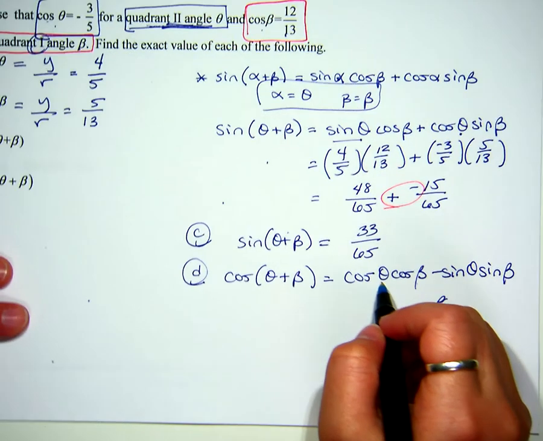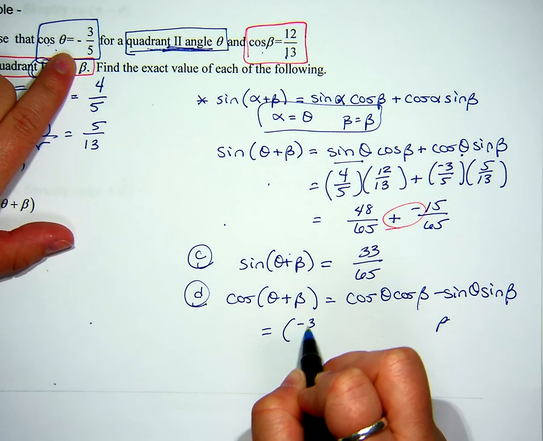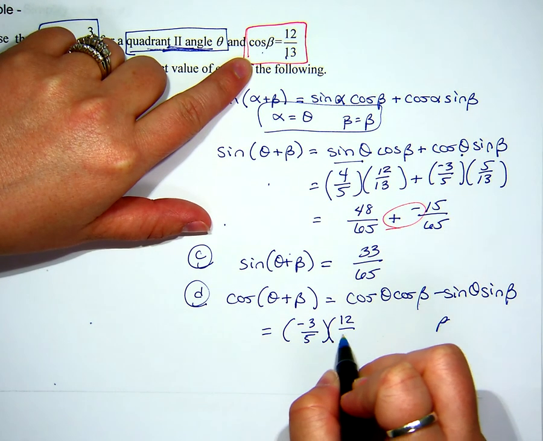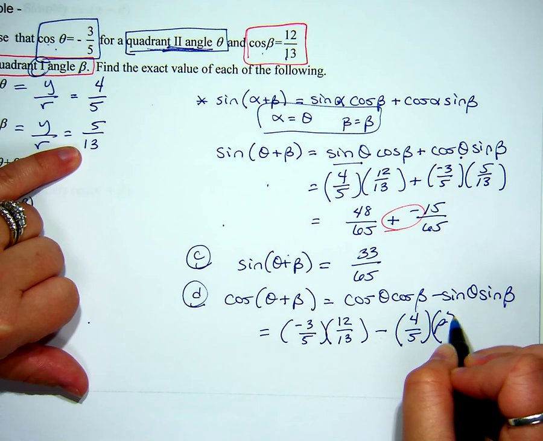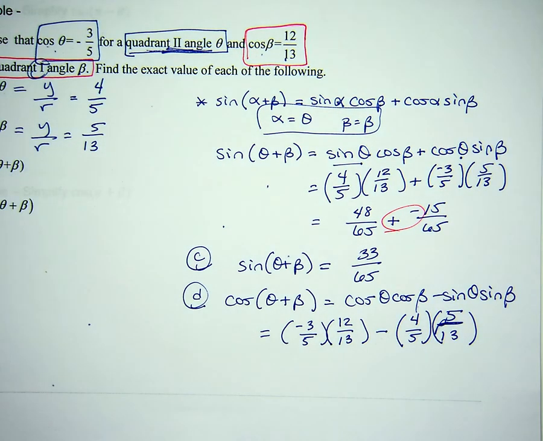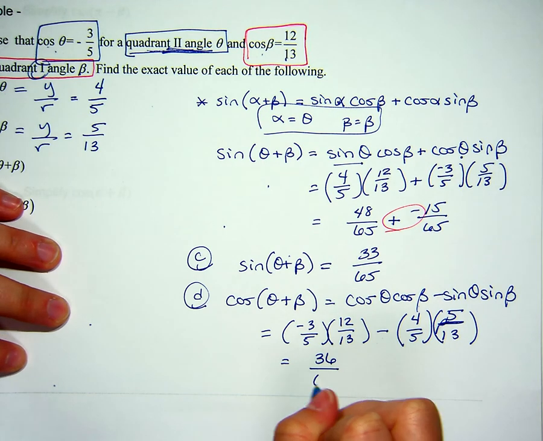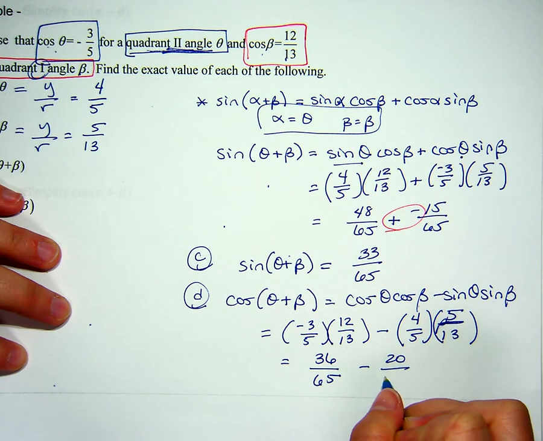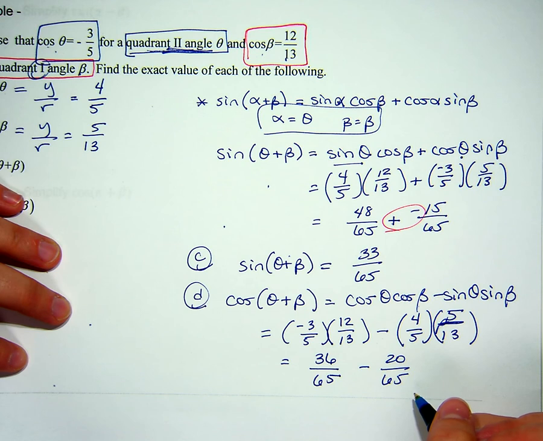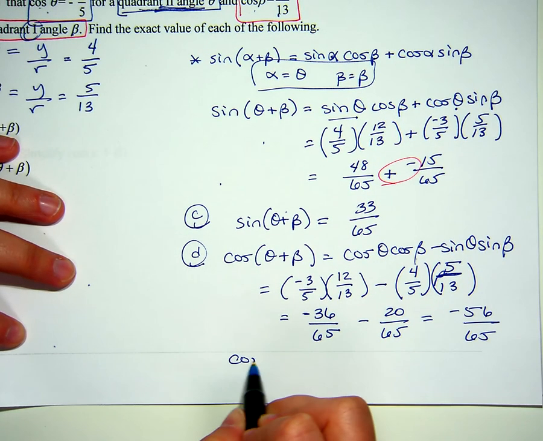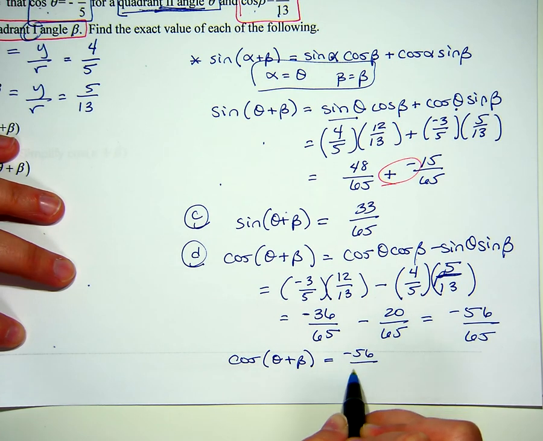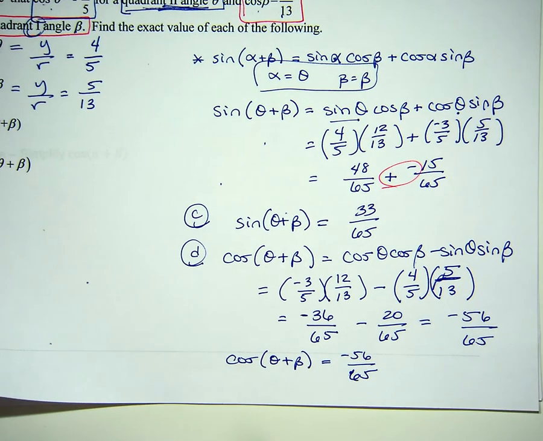Cosine theta we were told. Cosine beta we were told. Bring your subtraction symbol down. Sine theta we found. Sine beta we found. And now we just multiply our fractions. Multiply your fractions and subtract. So we've got 3 times 12 over 5 times 13 minus 4 times 5 over 5 times 13. Combine, we'll get negative 56 over 65. That means that cosine theta plus beta is negative 56/65. Very good. That one was a little bit more difficult.